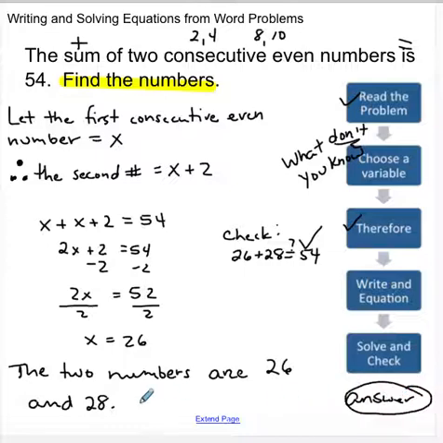I should put down here that you should take a moment to answer the question. Too often, I've seen people do all of this work and then not actually answer the question that they were asked at the top. So make sure that you're actually answering the question when you're solving these kinds of problems.